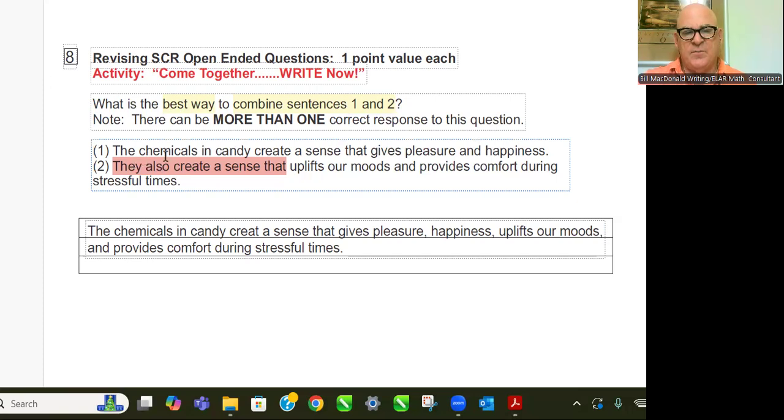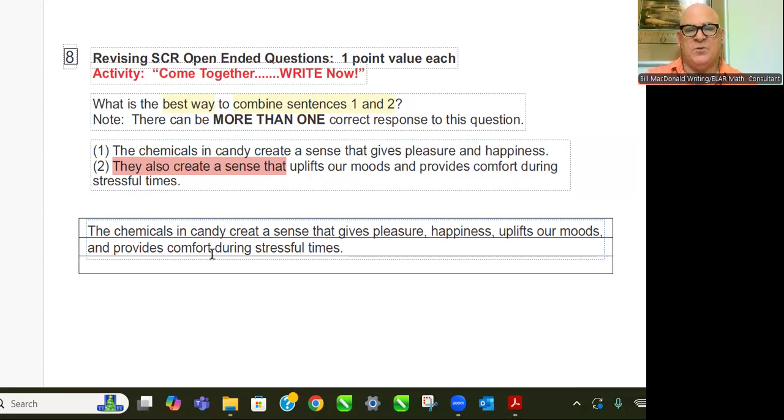It says, "Shift the chemicals in candy. The subject is the chemicals. Create a sense that gives pleasure and happiness." Okay. So this sense in the chemicals is what gives the pleasure and happiness, period. Shift capital. "They also create a sense, another sense, that uplifts our moods and provides comfort during stressful times," period. So since we already know that they is the chemicals and that the sense is created, those chemicals create, we don't need to write that part twice.